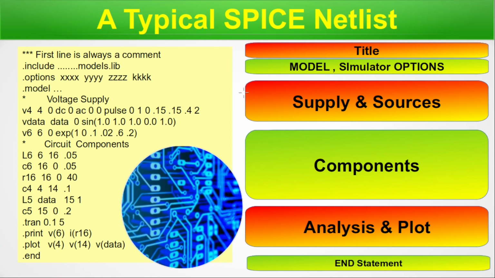So this is a very simple example of a SPICE netlist, and we have segregated the different sections, that is, title, model and simulator options, supply and sources, components, analysis and plot, and finally the end statement.